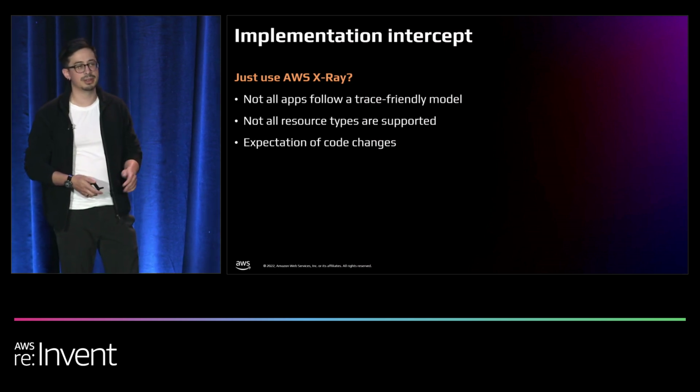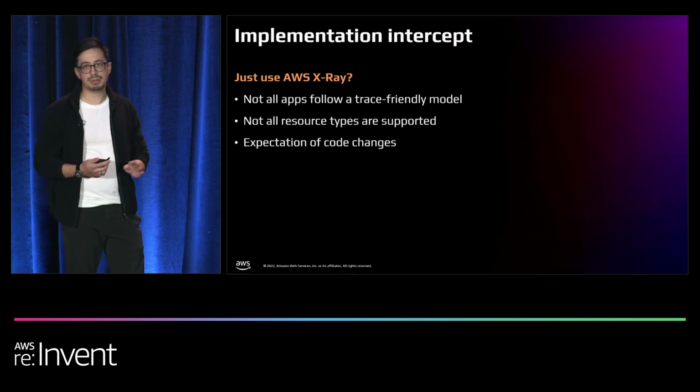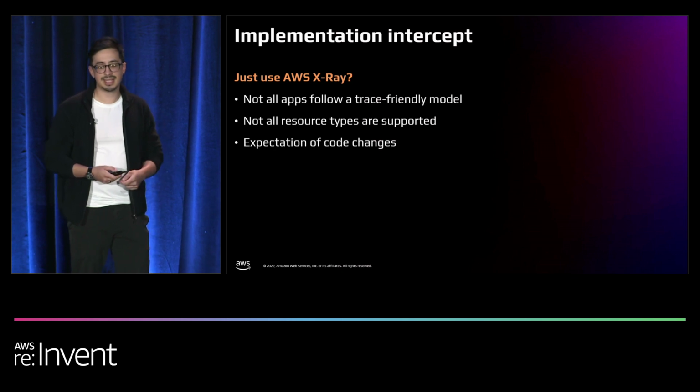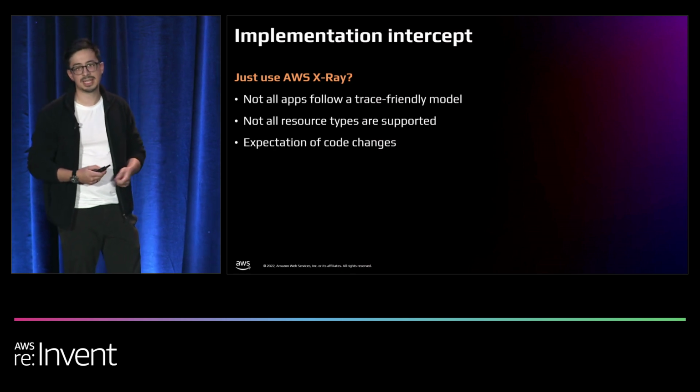There's also an expectation of code changes, and as Scott mentioned, we wanted to very, very heavily avoid that. So in no case did we want to reach out to 3,000, 4,000 application owners and ask them, hey, could you go update this and get some of our new telemetry flowing.